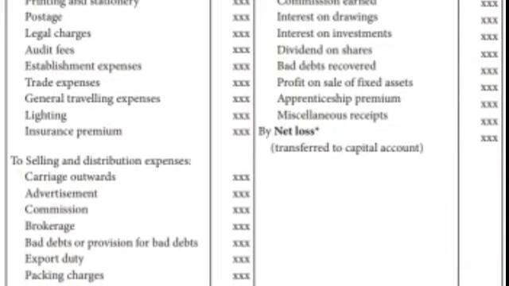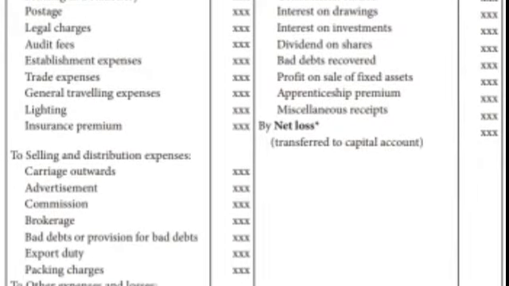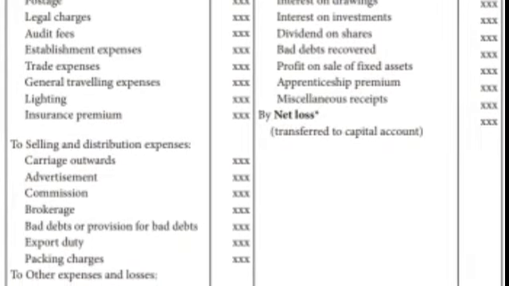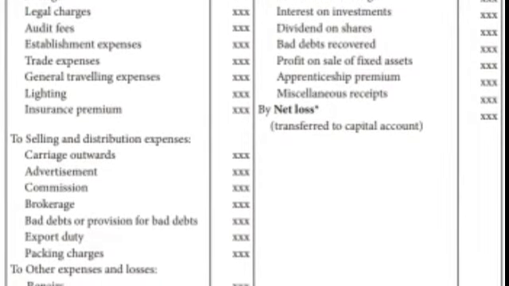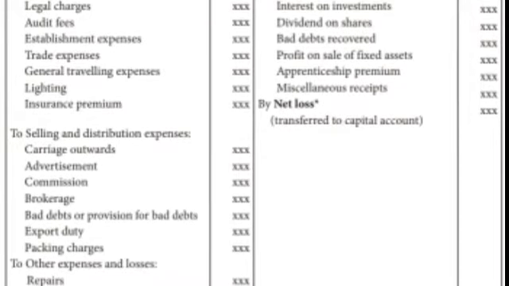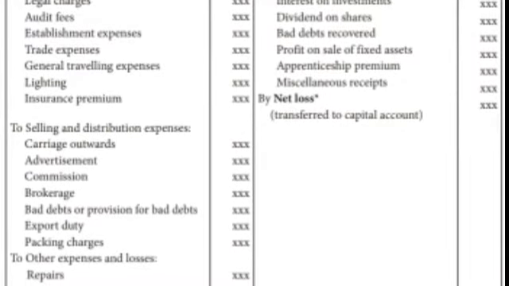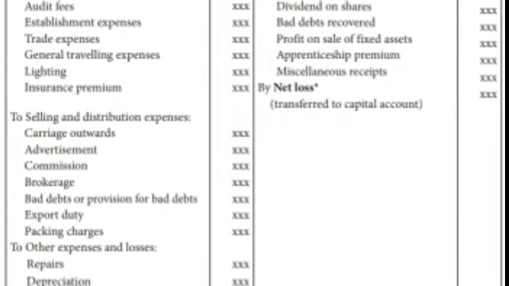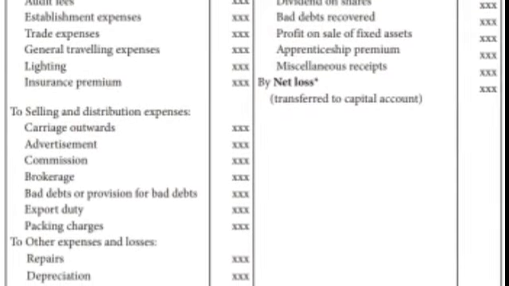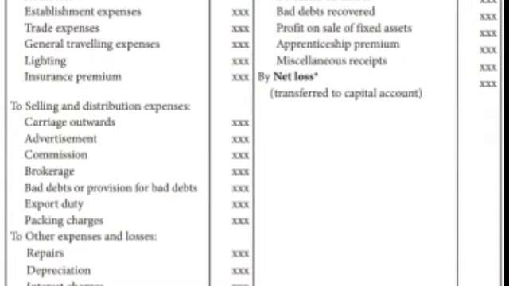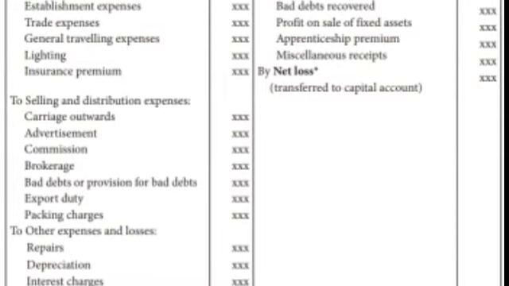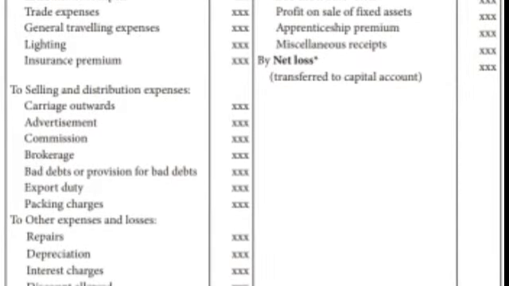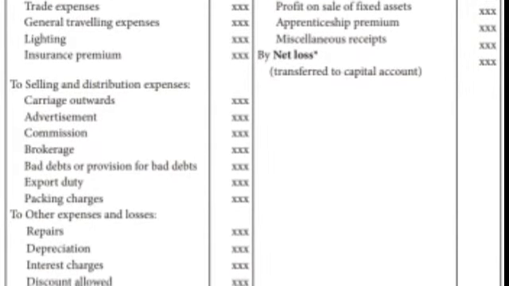Next one, other expenses and losses. What are the others? Let's see. Repairs, depreciation, interest and charges, discounts allowed, provision for discount on debtors, bank charges, interest on capital, donation, charity, loss on sale of fixed asset, and abnormal loss due to fire, theft, etc. not covered by the insurance. The insurance premium we have to write, but not covered by that. Without insurance, we have a loss in that goods. Now we can add that to other expenses and losses.